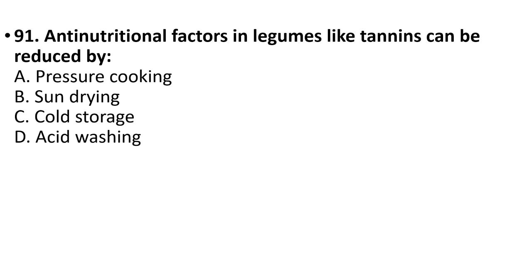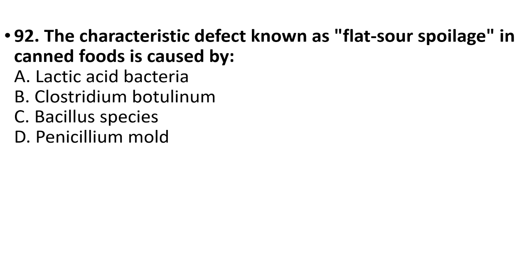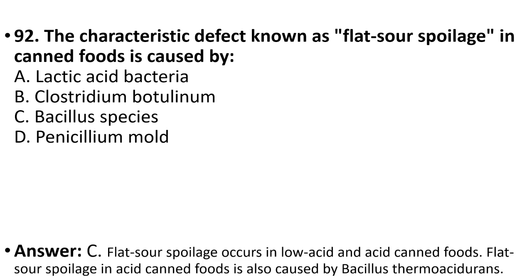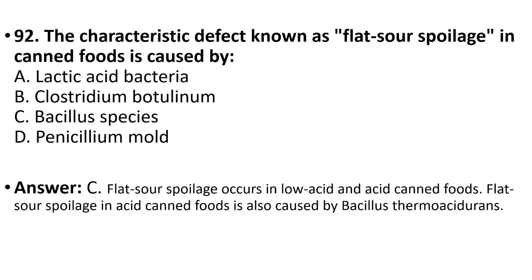91. Anti-nutritional factors in legumes like tannins can be reduced by pressure cooking, sun drying, cold storage, acid washing. Your answer is option A, pressure cooking. 92. The characteristic defect known as flat sour spoilage in canned foods is caused by lactic acid bacteria, Clostridium botulinum, Bacillus species, Penicillium mold. Your answer is option C, Bacillus species. Flat sour spoilage occurs in low acid and acid canned foods. Flat sour spoilage in acid canned foods is also caused by Bacillus thermoacidurans.